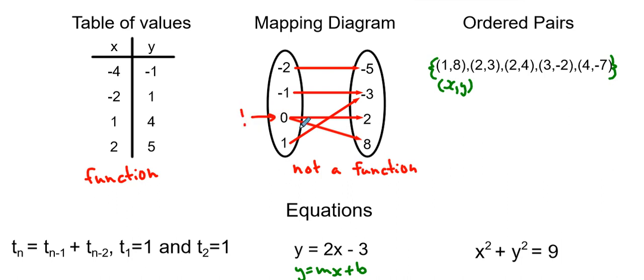If we go over and look at these ordered pairs, we're looking for any repeating x values. And here we can say, oh no, 2 maps to 3, but 2 also maps to 4. That's a problem. So that makes that this is not a function. Notice when I am answering these ones, I can't use the vertical line test because there's no graphical representation here.